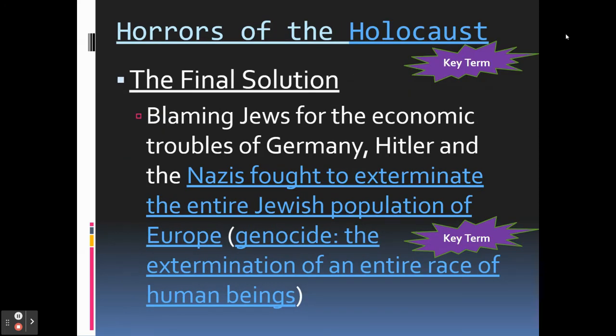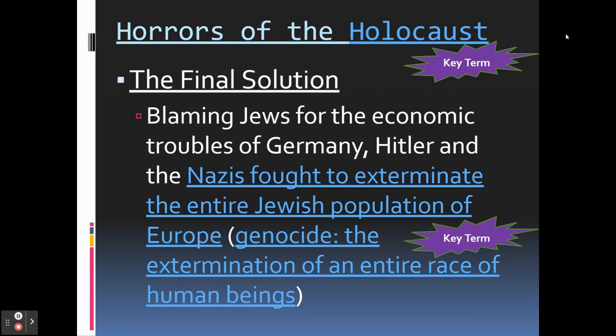But what we discovered as soldiers were entering Germany, they were discovering that something really horrific was happening to the Jewish people there. Okay, horrors of the Holocaust. Now, Holocaust is a key term, and what you want to put for that is what's underlined, the final solution. Nazis fought to exterminate the entire Jewish population of Europe. That's what the Holocaust was. Okay, they were rounding up all of the Jews they could possibly get to, and they were killing them. Okay, we'll talk about how in a minute here.